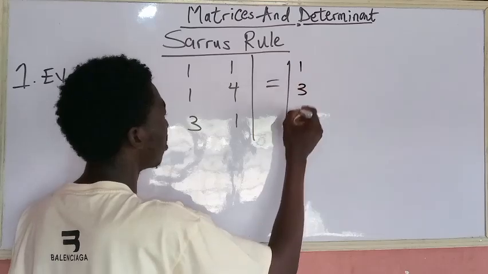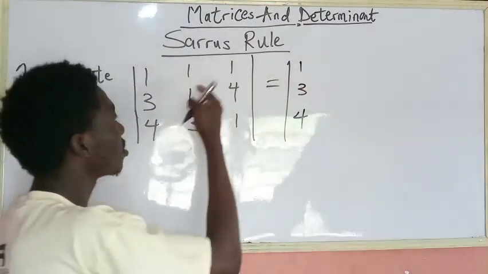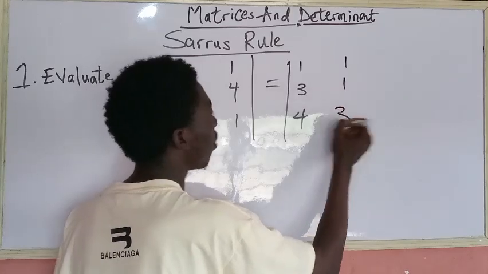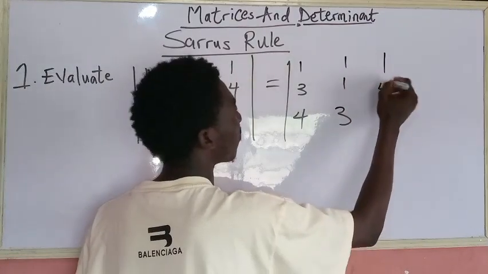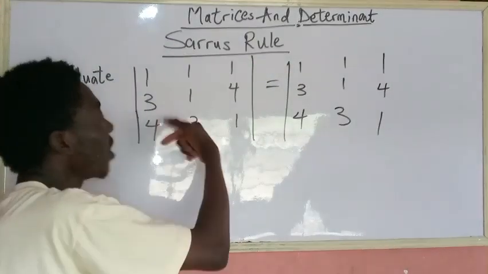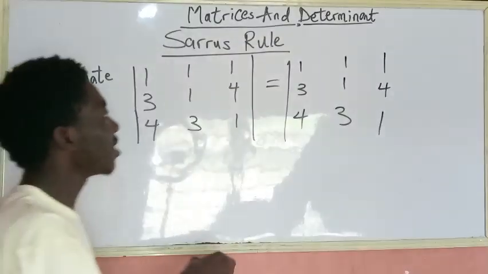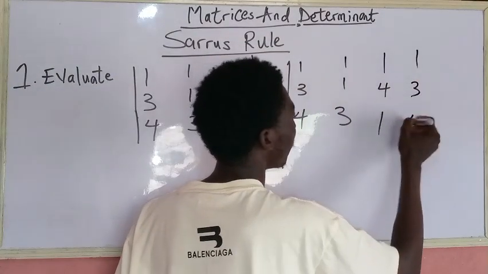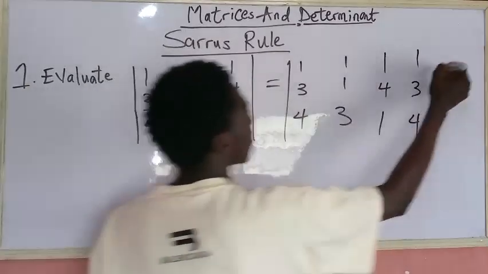You write the columns, 1 3 1, 1 3 1, 4 1 1, 4 1. Then you rewrite the remaining first two columns. So I will write this again: 1 3 4, and I rewrite this and give me 1 1 3.